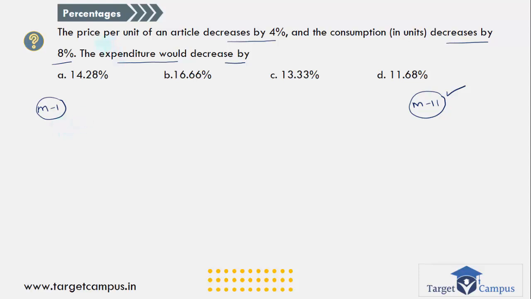Okay, so price per unit of an article decreases by 4%. Consumption also decreases by 8%. What will be the expenditure? Now, how do we calculate expenditure when we have price and consumption? We have price per unit and we have consumption in number of units, right? Say for example, the price of an article is rupees 10 and consumption is 20 units. 10 per unit, 20 units. So the expenditure will be 200. This is how it is. I hope this is clear.